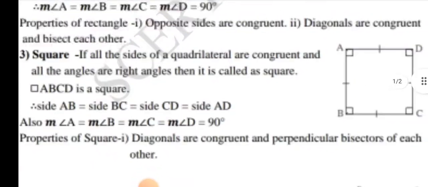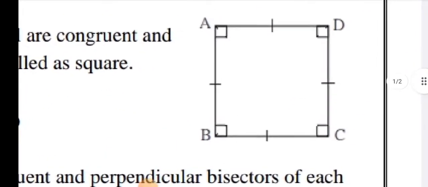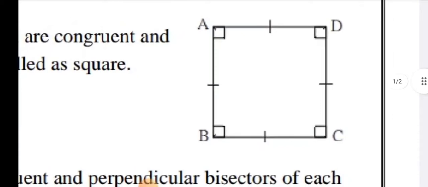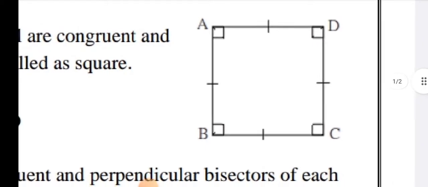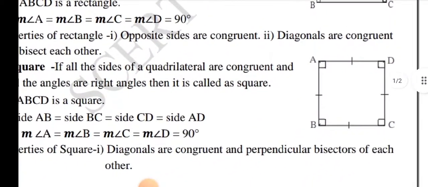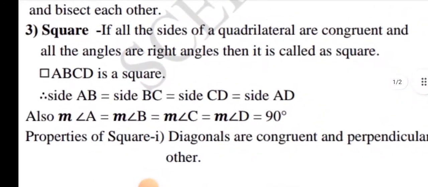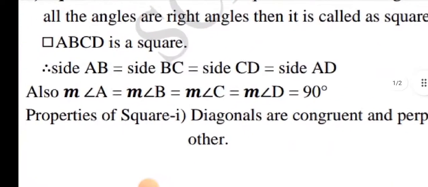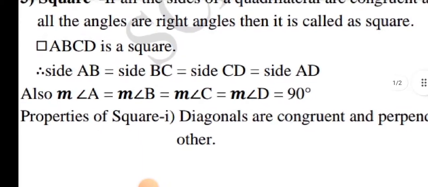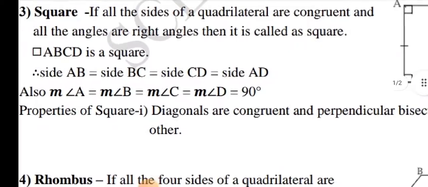Here, as shown in the figure, quadrilateral ABCD is a square because all angles are right angles and all sides are congruent. Therefore, side AB equal to side BC equal to side CD equal to side AD. Also, angle A equal to angle B equal to angle C equal to angle D equal to 90 degrees.